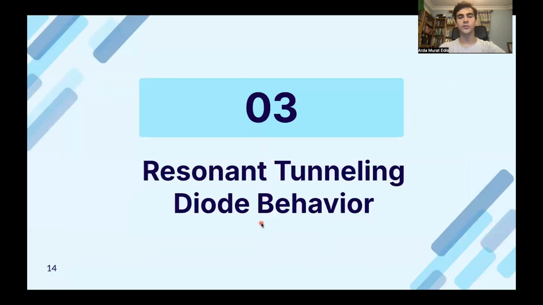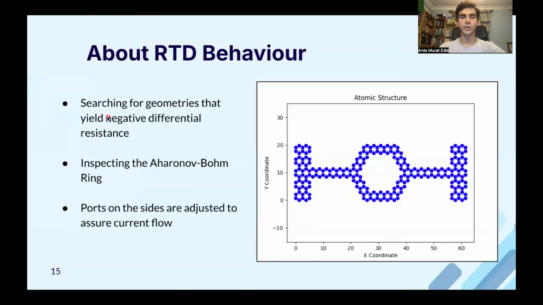Now, let's talk about the resonant tunneling diode behavior. We are searching for a topology that yields the negative differential resistance promised by the behavior, and for that purpose we inspect the Aharonov-Bohm ring. We put 2 ports at each side of the Aharonov-Bohm ring in order to assure that current flows from one end of the system to the other.